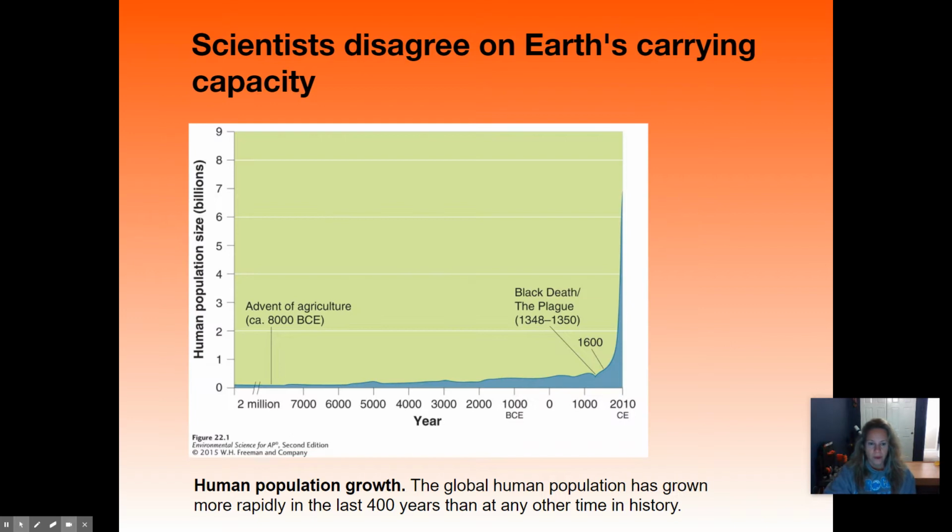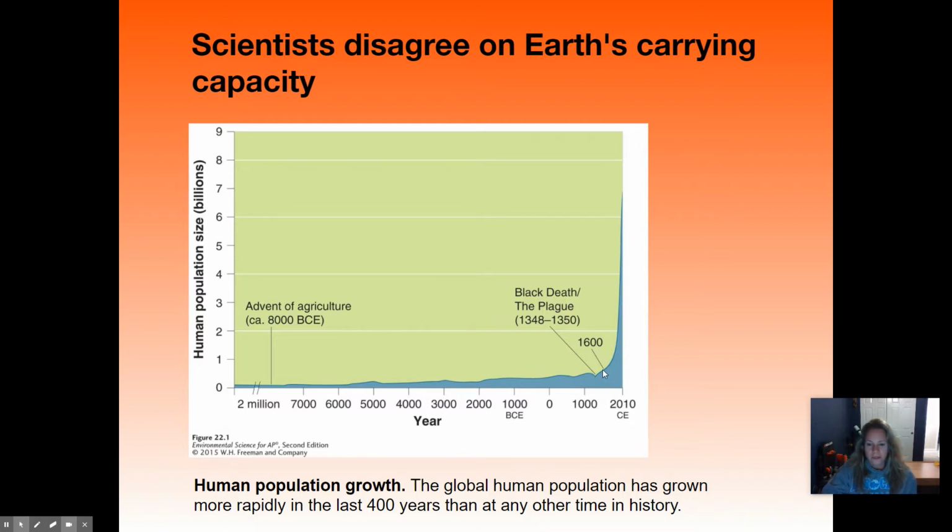All right, so if we look at this, this is the advent of agriculture, so right in here. And then notice how it's a pretty steady incline of growth. So not very dramatic, pretty steady, but low. And then we get to here, right after the Black Plague, the plague anyways. And then we get to about 1600. So it's steadily increasing here, with a little dip right there because of the plague.